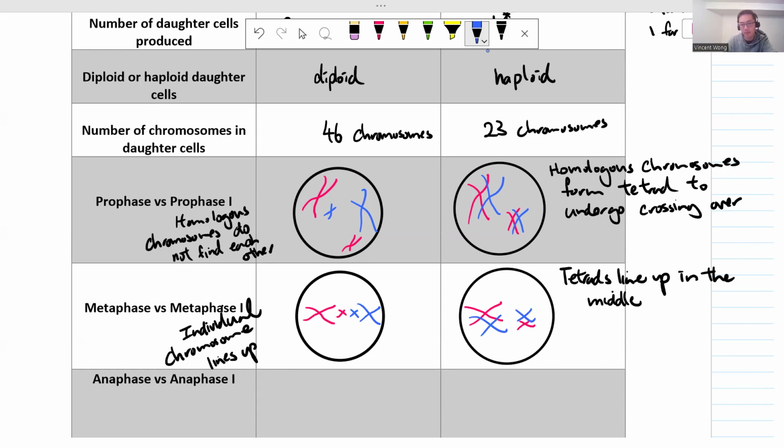Now, of course, the crossing over would have happened already. The red's gonna have a bit of blue and the blue is gonna have a bit of red. But that's not the point of this picture, right? This picture is just a side-by-side comparison. So I'm not gonna draw it. You can draw it if you want. You can put a bit of blue on it and so on and so forth. Okay.